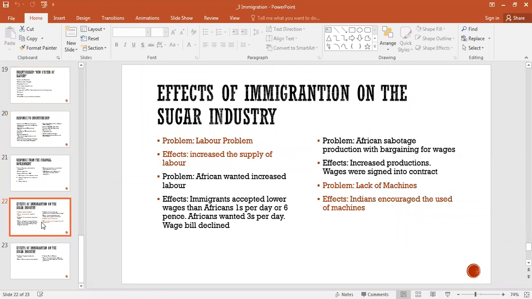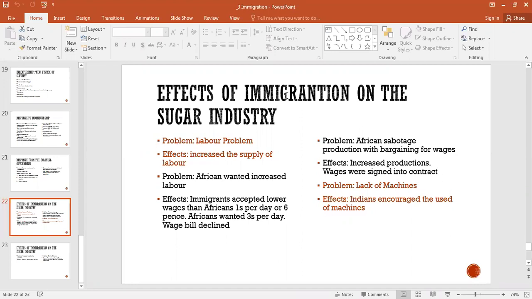So please note how the British government responded, how the immigrants themselves responded, and what the different problems were. And let us look now at the last thing, the effect. Once you have Chinese workers, Indian workers, African workers coming to the Caribbean, the first effect is that we need to look at the problem. So you need to discuss the problem.